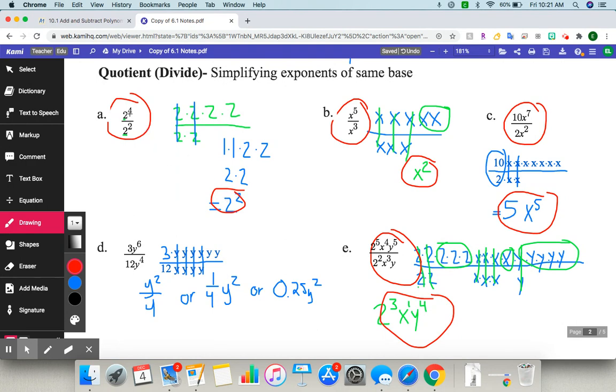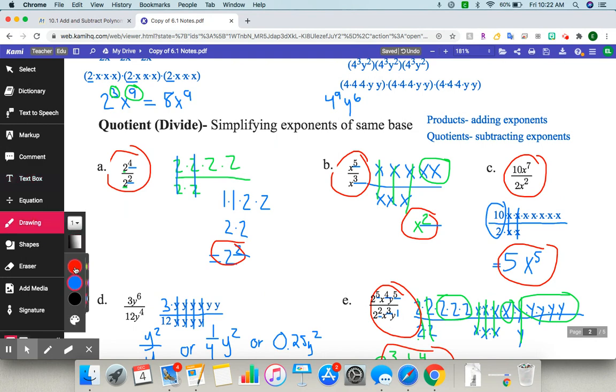So for example, 4 minus 2 gives us a new exponent of 2. 5 minus 3 also gives us an exponent of 2. Over here, we had 5 minus 2 for the base of 2, giving us an exponent of 3. 4 minus 3 for the base of x, giving us an exponent of 1. And 5 minus 1, giving us an exponent of 4 for the base of y.